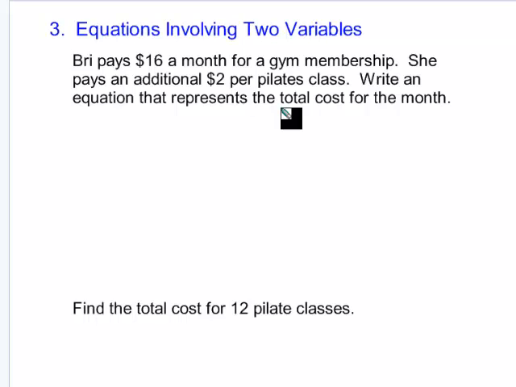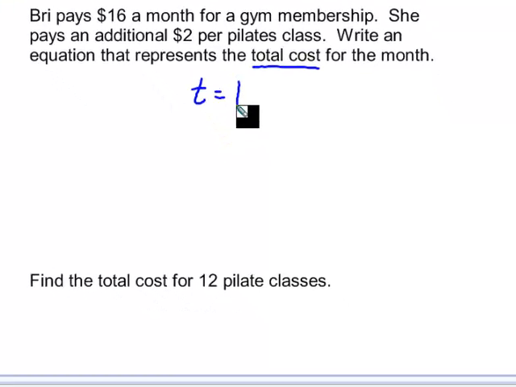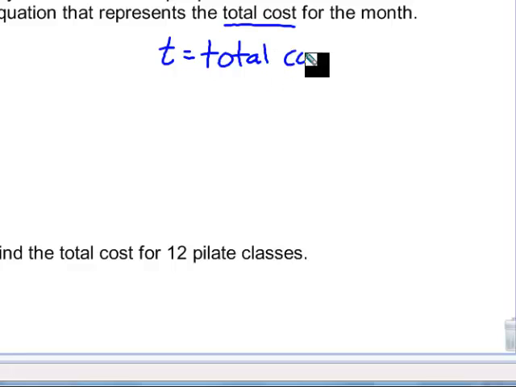Well, when we attack a story problem, I like to go right to the end. We need to define our variables. Variables are things we don't know. So usually, at least you'll get one variable by looking at the end. It's usually what they're asking you for. Okay, so write an equation that represents the total cost for the month. We don't know the total cost. Simple enough. We don't know that. So we're going to say T equals the total cost. And she also pays an additional $2 per Pilates class. Okay, well, we don't know how many Pilates classes she took, so that's something we don't know. So we're going to write P equals the number of Pilates classes.